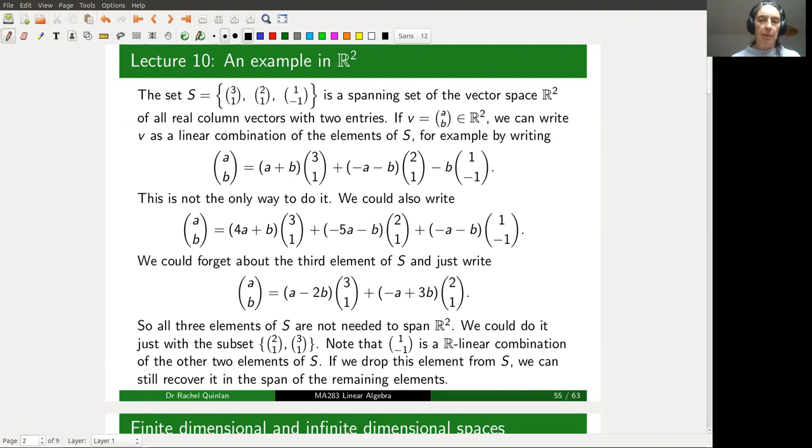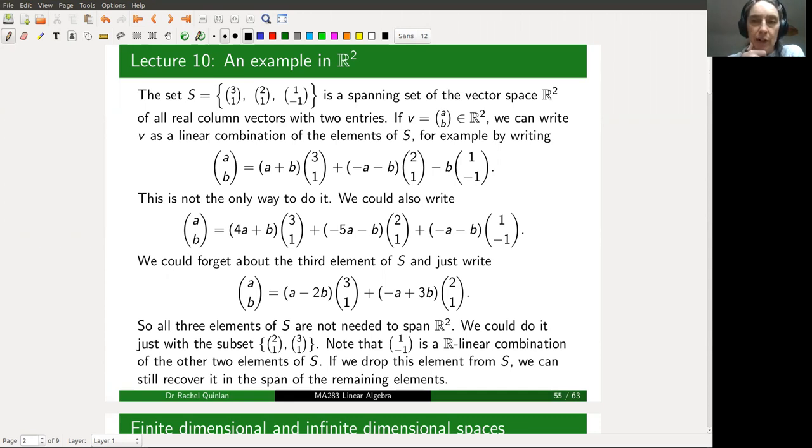So let's just start with this example in R2, which we regard as the space of all column vectors with 2 entries over the real numbers. So here's a set S of 3 elements in R2, and the assertion is that this is a spanning set for R2. And remember what that means is that every element of R2 can be written as a linear combination of these 3 elements in the set S.